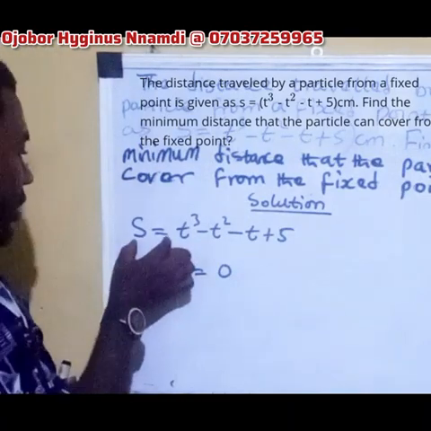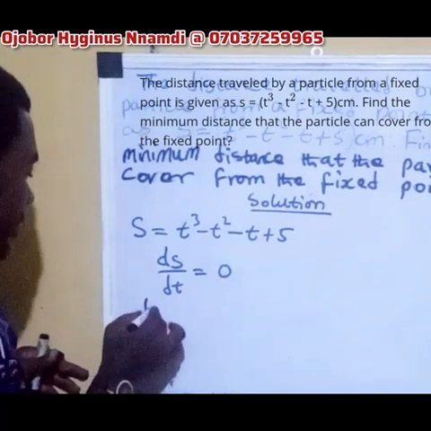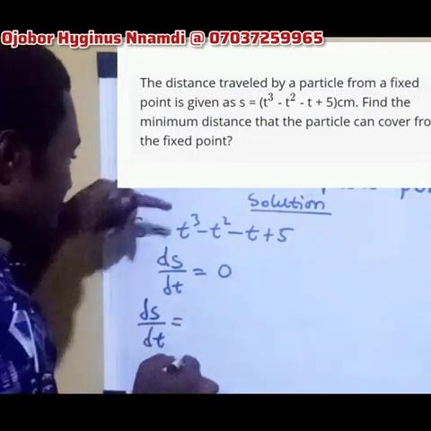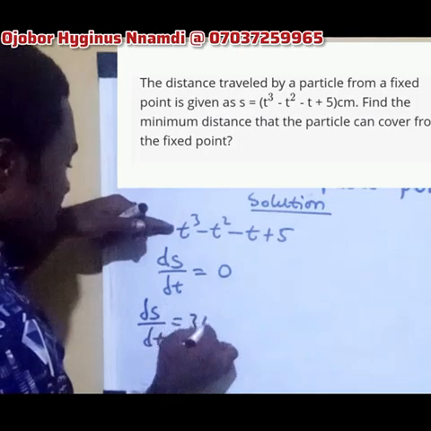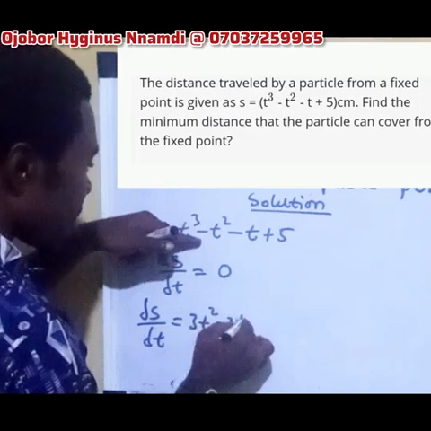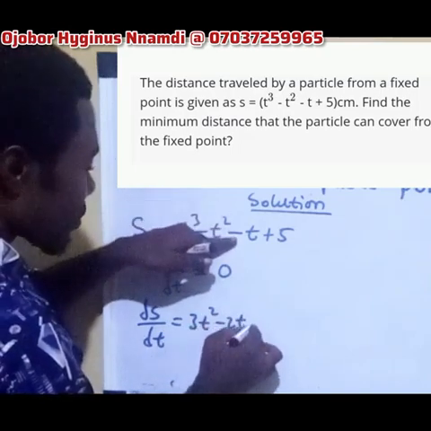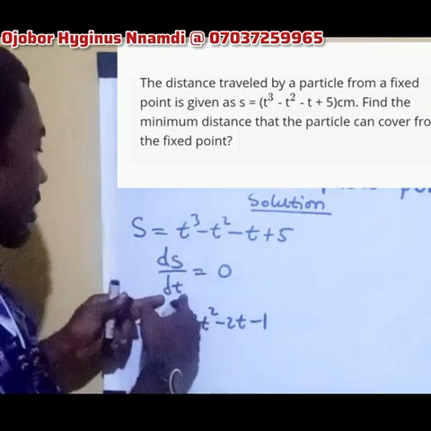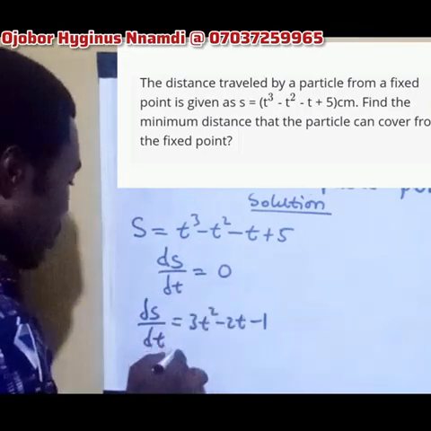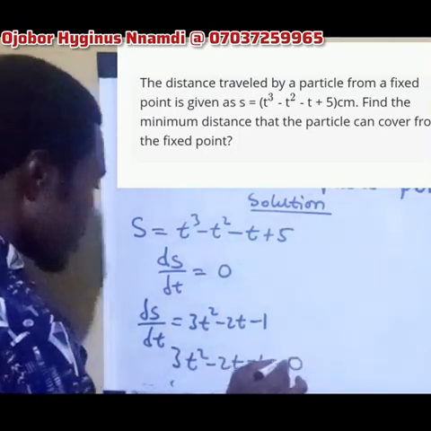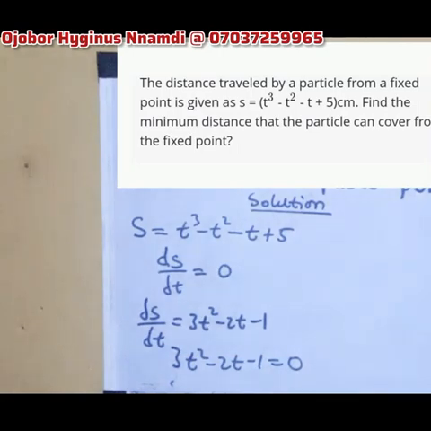First of all, we are going to differentiate this. If you differentiate s with respect to t, it will be equal to 3 times t cubed giving 3t squared, 3 minus 1 is 2. 2 times minus 1 is minus 2t, 2 minus 1 is 1. Then minus 1. The constant will go when we differentiate. And we said that ds over dt is going to be equal to 0. So we are going to equate 3t squared minus 2t minus 1 to 0, then find the values of t, the time at which the distance is minimum.